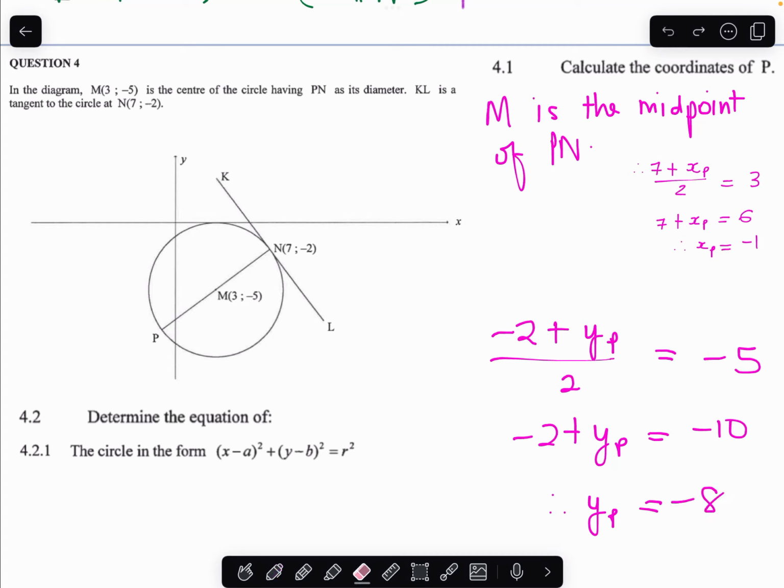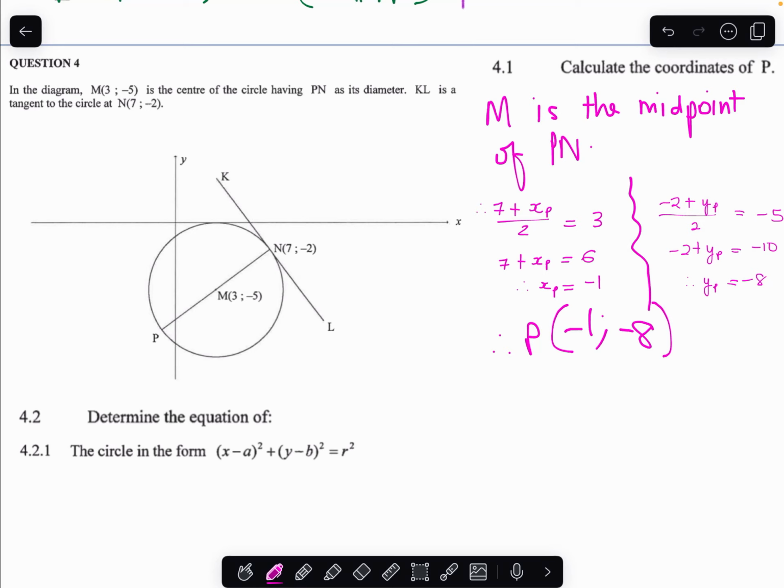And so therefore, the coordinates of P are -1 and -8. Right, memo? Yes, -1 and -8. Awesome.